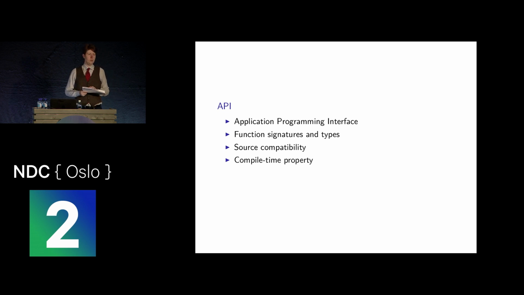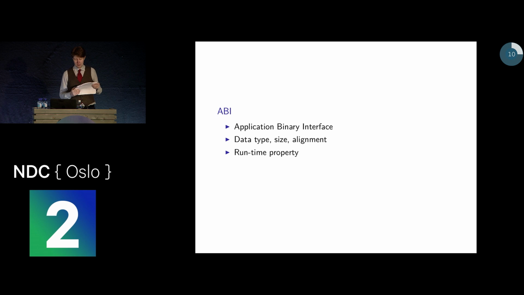Both of those cases would violate ABI compatibility. So the ABI is the application binary interface, and it governs largely data type, size, and alignment. Alignment is fortunately something that most people never ever have to think about, but when you do, it's quite painful. And this is a runtime property.